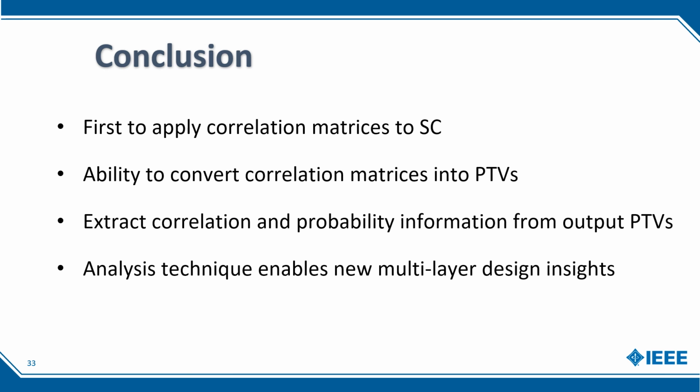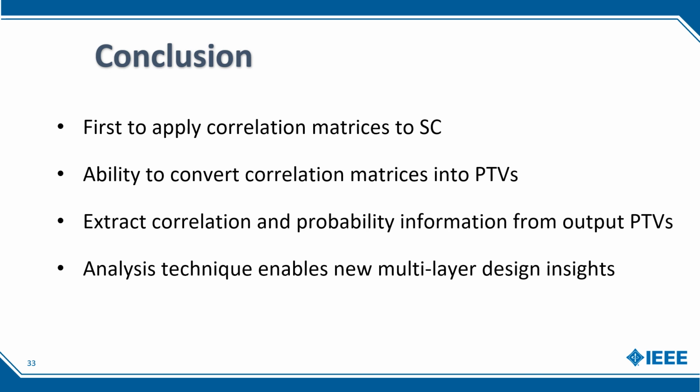In conclusion, our research is the first to apply correlation matrices to stochastic computing in order to analyze correlation in circuits with more than 2 bit streams at the input and/or output. We've also shown how to convert correlation matrices into PTVs so that existing PTM-based approaches can be used to model circuits with a specified input correlation matrix.